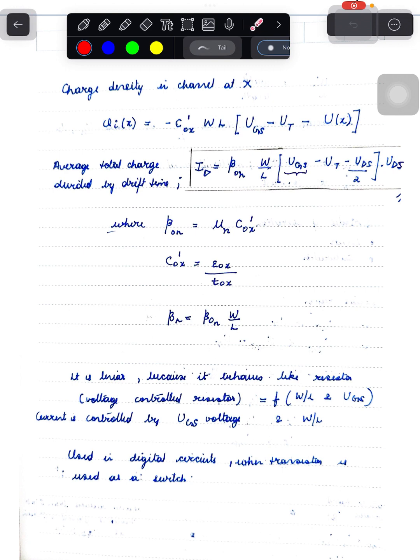Why is it called linear? Because if you see here, the drain current is linearly proportional to the gate to source voltage. The gate to source voltage is the input voltage, and ID is the output current. Because of this linearity, we call it a linear region. The transistors are used in the linear region for digital circuits, and when used as a switch.